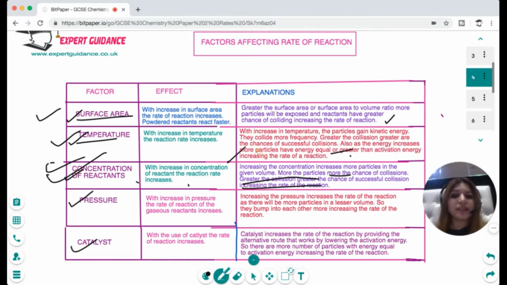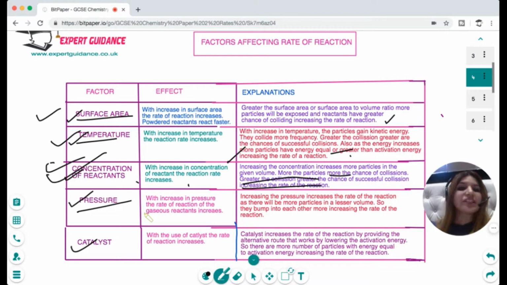So remember, temperature does two effects: increasing the frequency of collision and increasing the energy for collision. Next is pressure. Now, pressure only holds true for the gaseous reactants. When you increase the pressure, it increases the rate of reaction, and there will be more particles in a lesser volume. So when you increase the pressure, what you do, we squeeze something. When you squeeze it, the particles squash, so they collide more, they bump into each other more, and the more the collision, the more the rate of reaction.